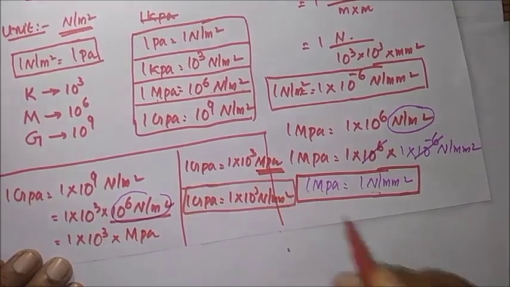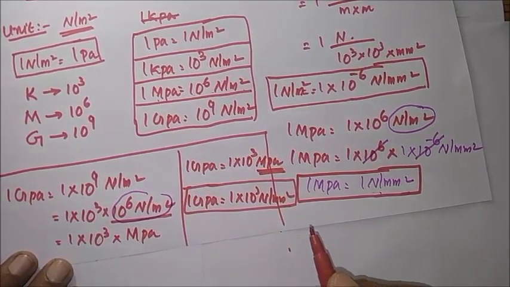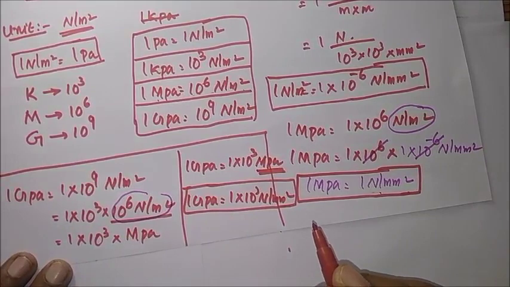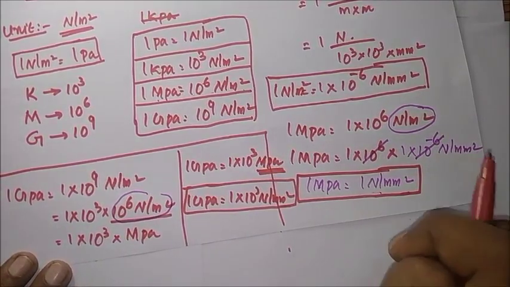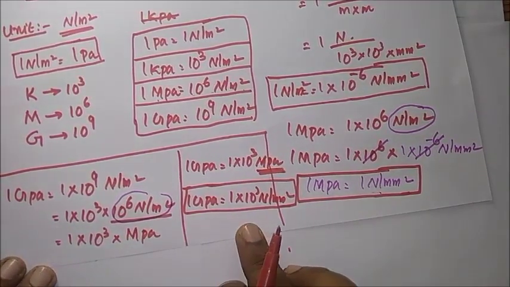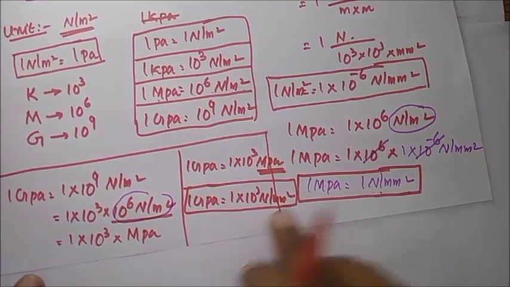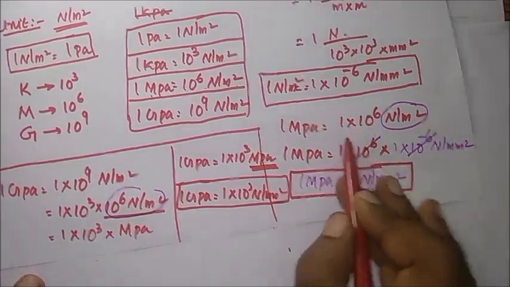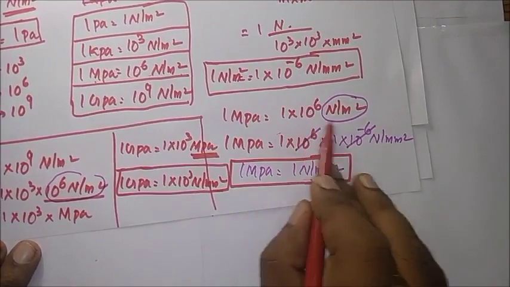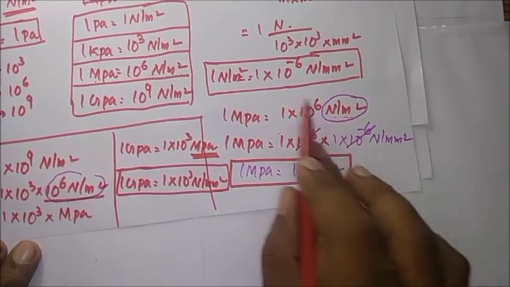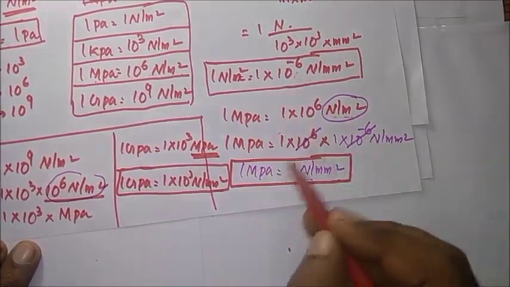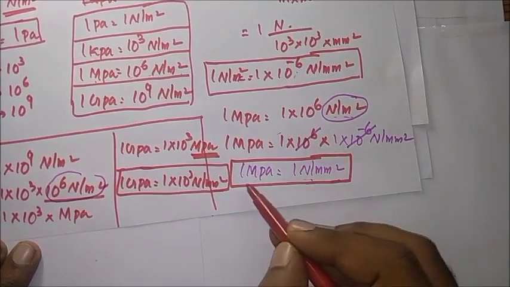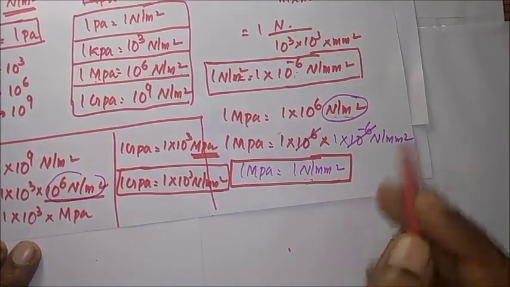These are the basic terms regarding engineering mechanics, and also the basic terms regarding mechanics of solids. Is it clear? 1 megapascal is equal to 1 into 10 raised to 6 Newton per meter square. Newton per meter square is equal to 10 raised to minus 6 Newton per mm square. Cancel both terms. Then 1 megapascal is equal to 1 Newton per millimeter square.